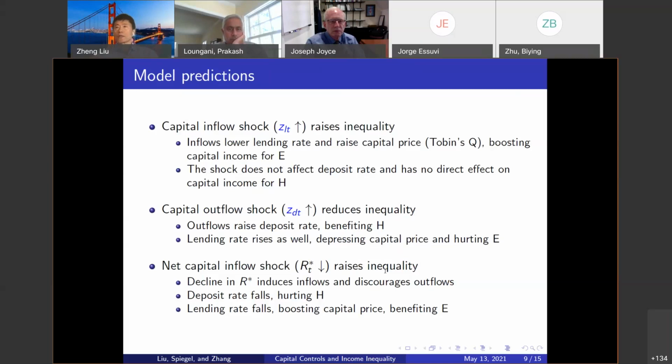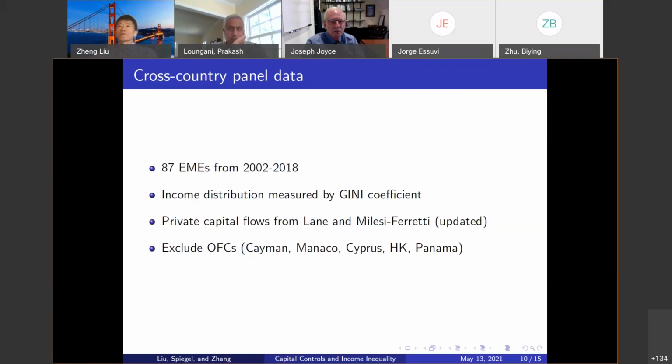So we test these model implications using EME data. And we look at a sample of 87 EMEs from 2002 to 2018. And we measure the income distribution by Gini coefficient. And we use the Lane and Milesi-Ferretti measure of capital flows, private capital flows. And we exclude those offshore financial centers because for the capital flows to these destinations, the eventual destination is unclear, where they end up.